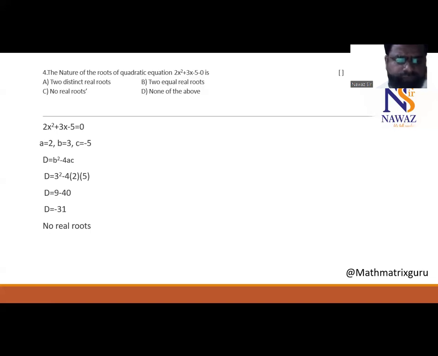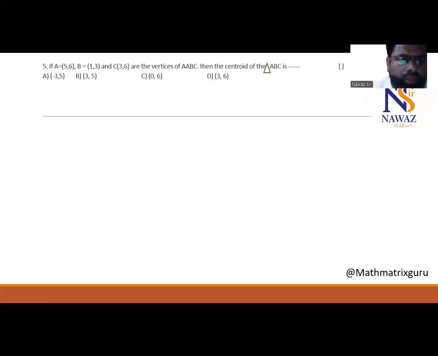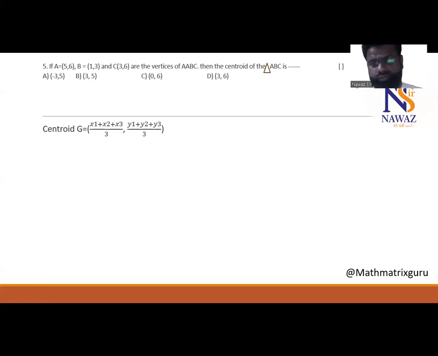Let's go for question number 5. In question number 5, A is given as (5, 6), B is given as (1, 3), C is given as (3, 6), and these are the vertices of a triangle ABC. And he's asking us to find the centroid of the triangle ABC. We know the formula for the centroid is G equal to (x1 plus x2 plus x3) by 3, comma (y1 plus y2 plus y3) by 3.